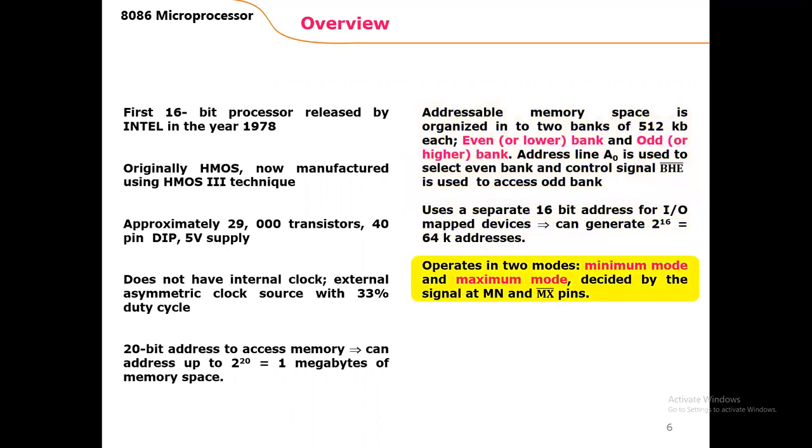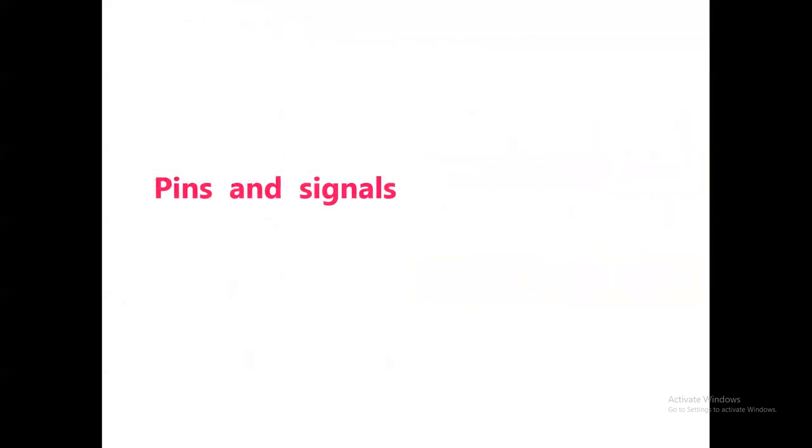Okay, the last one is that this microprocessor operates in two modes, which are minimum mode and maximum mode, decided by the signal at the MN/MX pin. So here we see the pins and signals of an Intel 8086 microprocessor.